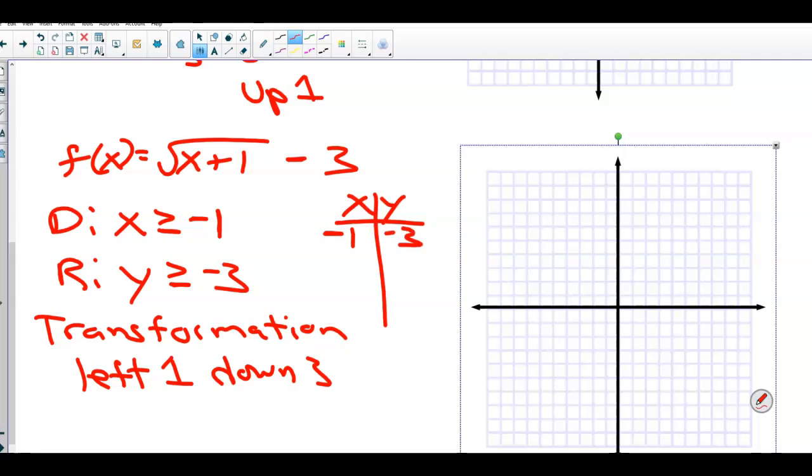-1 gives me a -3. If I plug 0 in for x, square root of 1 is 1, 1 minus 3 is -2. If I plug 3 in for x, 3 plus 1 is 4, the square root of 4 is 2, 2 minus 3 is -1. And if I plug 8 in for x, 8 plus 1 is 9, the square root of 9 is 3, 3 minus 3 is 0. So -1, -3; 0, -2; 3, -1; 8, 0. And there's my graph.